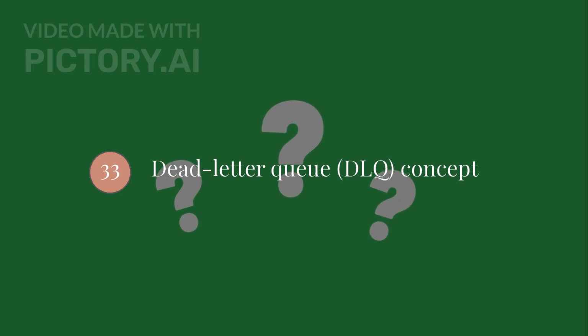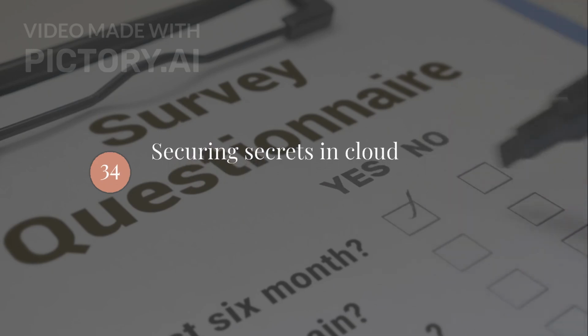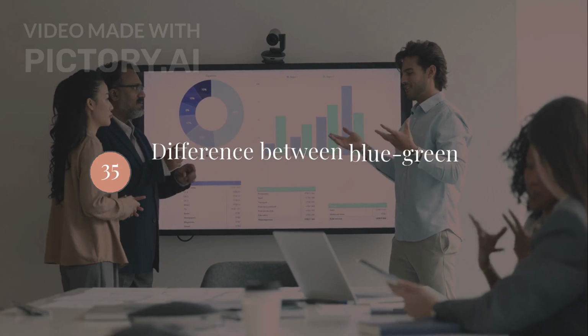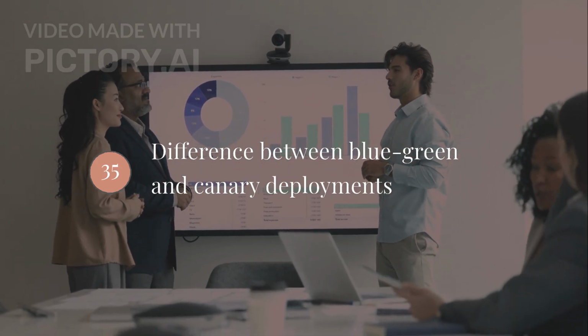Question 33. What is a dead letter queue, DLQ? Question 34. How do you secure secrets in cloud-based applications? Question 35. What is the difference between blue-green and canary deployments?